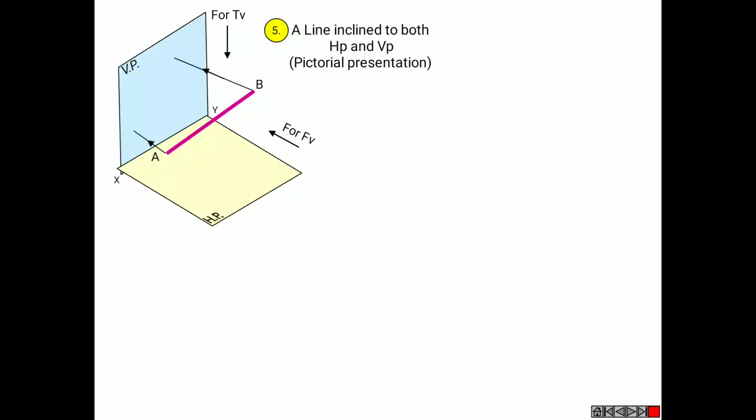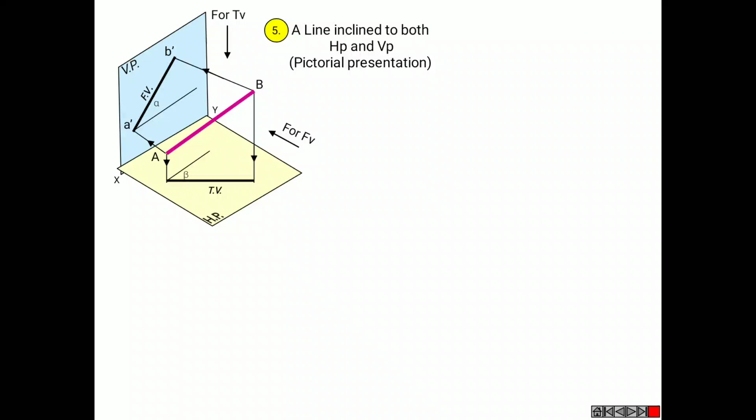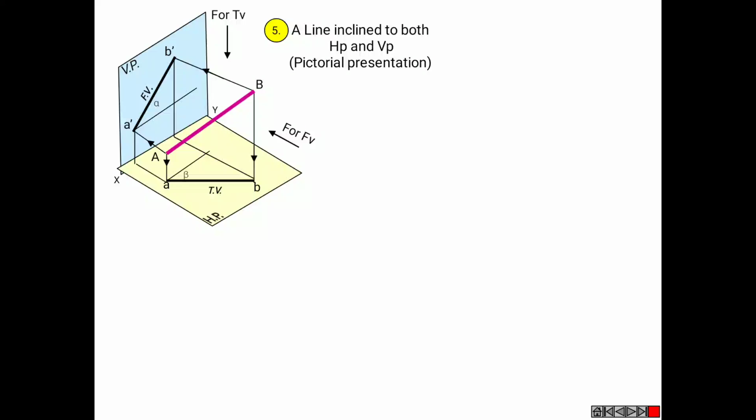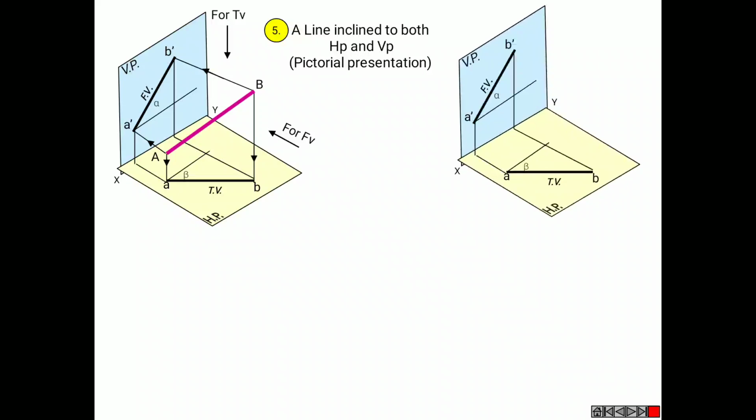Similarly, front view on VP and top view on HP. The line is inclined to HP at an angle of alpha, which is projected on VP, and the line is inclined to VP at an angle beta, which is projected on HP. So this is your pictorial presentation.